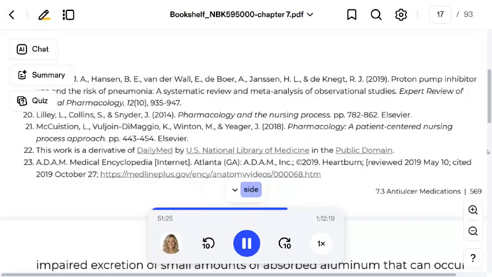Anticholinergics have potential side effects such as dry mouth, constipation, blurred vision, confusion, and memory impairment, especially in elderly clients. Health teaching and health promotion.